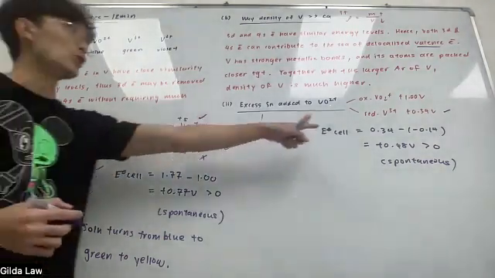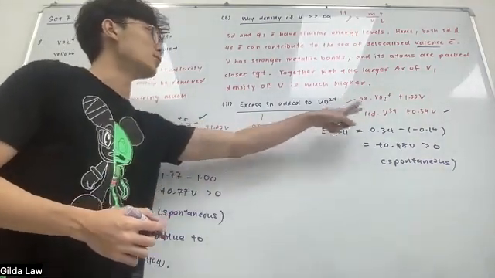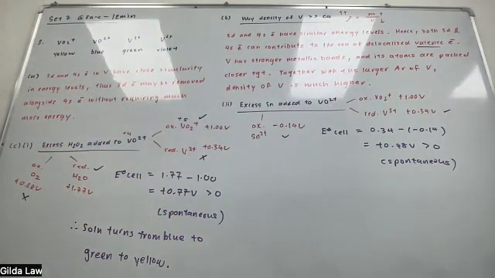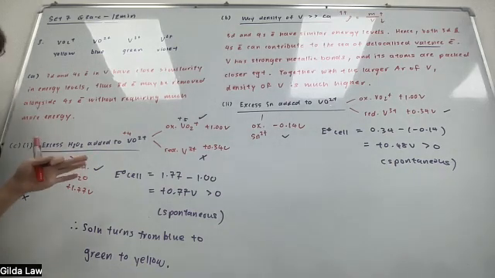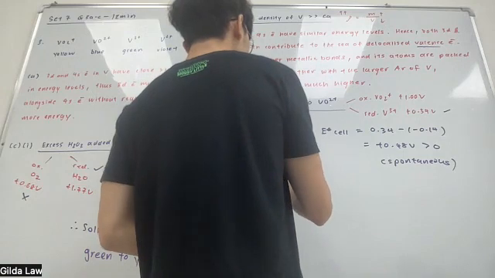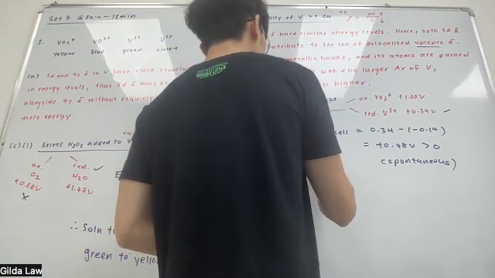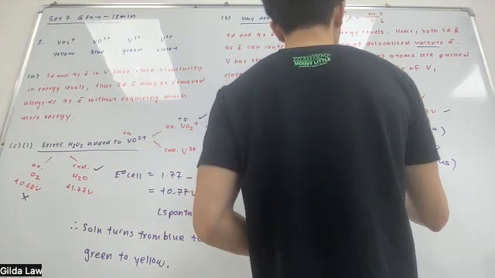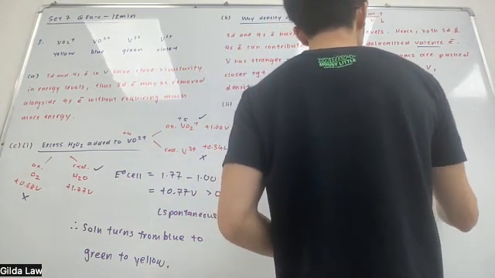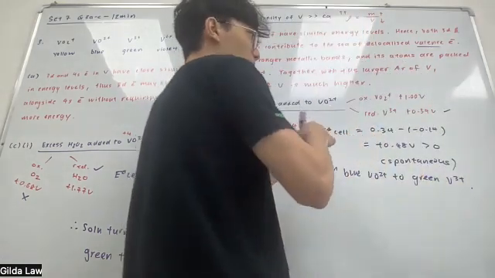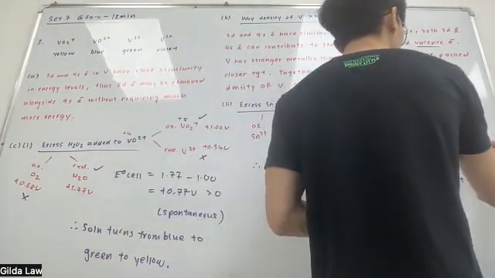You have reduced your VO2+ to V3+. Check from blue to green. Is there any color in between? No. Blue and green, you will just see bluish green in between, which you don't need to mention. If there's no intermediate color, you just tell me blue to green. So first of all, the solution turns from blue VO2+ to green V3+. Currently I only have 2 marks, one here, one here.